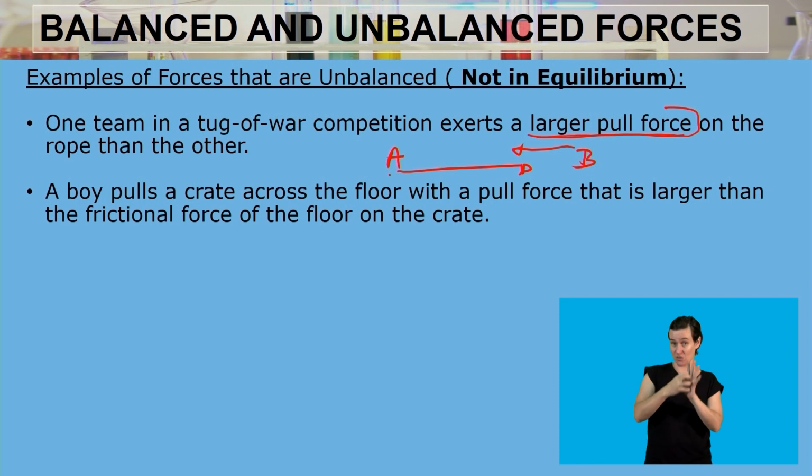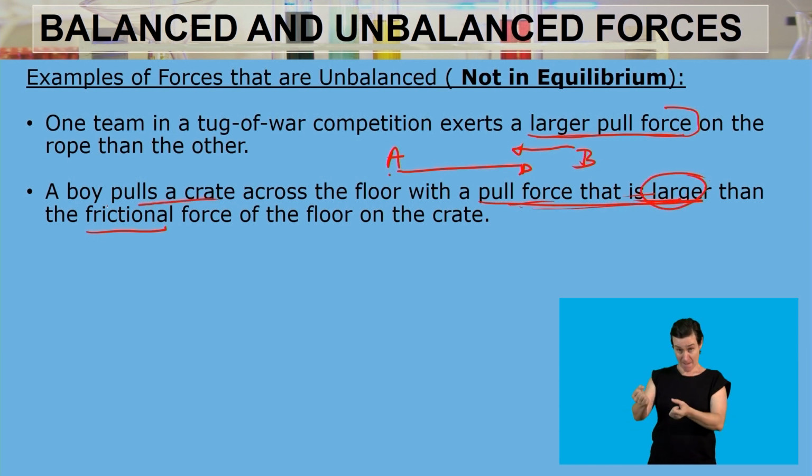The next example is a boy pulling a crate across the floor with a pull force that is larger than the frictional force of the floor on the crate. In the previous example, the pull force was equal to the frictional force. In this case, the pull force is larger. Should the two forces not be equal in magnitude, they are not going to balance each other out, and so they are not in equilibrium.